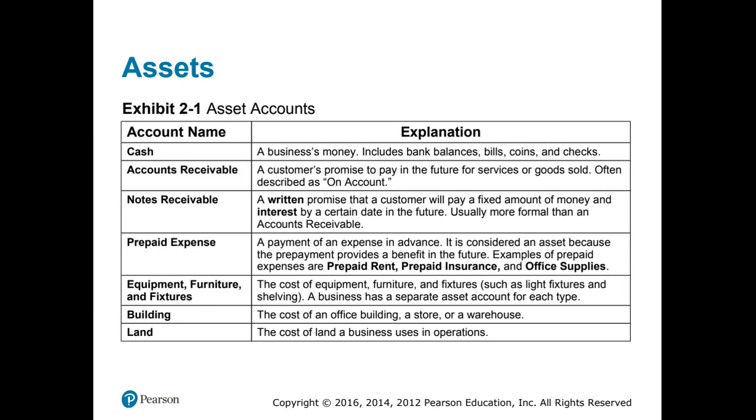Here we have a listing of asset accounts. One thing that I recommend is to try to familiarize yourself with the different types of accounts and the different accounts that fall within those groupings. So for example, knowing that your asset accounts are cash, accounts receivable, notes receivable, prepaid expense, equipment, furniture, fixtures, building, land. Those are all asset accounts.